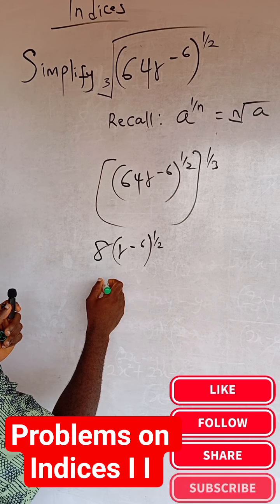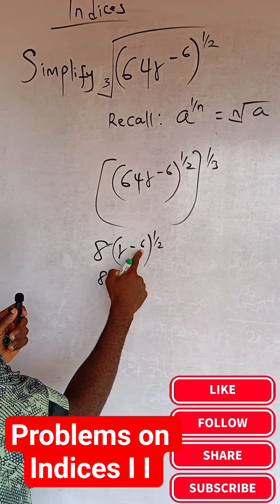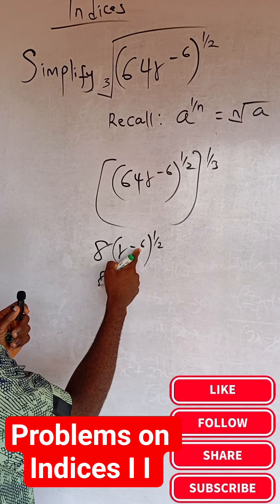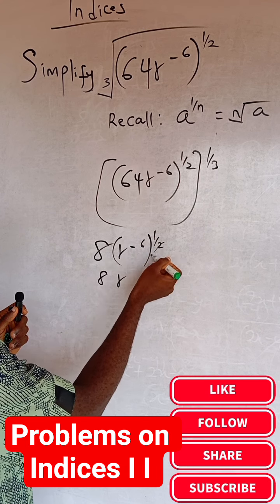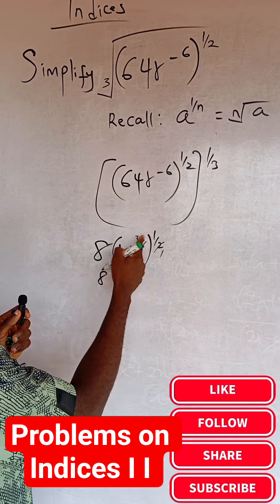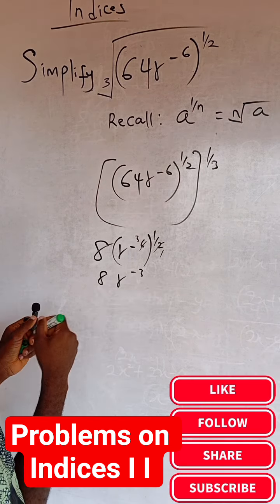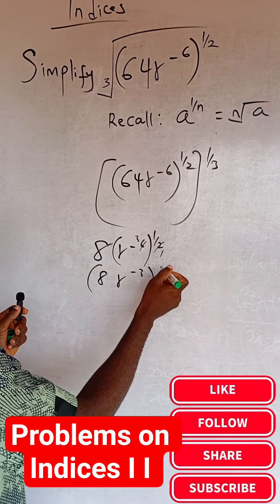So I'm going to have it as 8r to the power of, now 2 can divide 6 to be 3. That means I'm going to have minus 3, because minus 3 times 1 is still minus 3. Remember there is still another bracket remaining here. I'll also still put that bracket, 1 over 3.